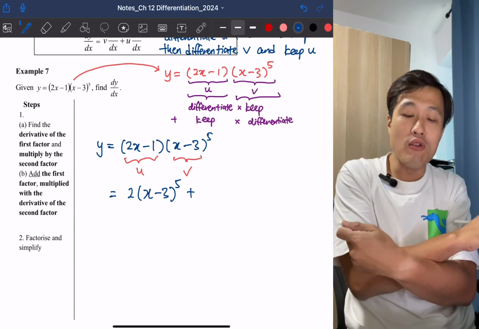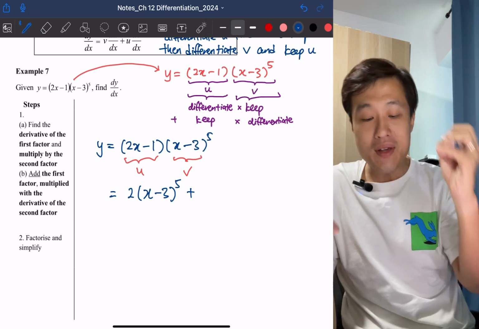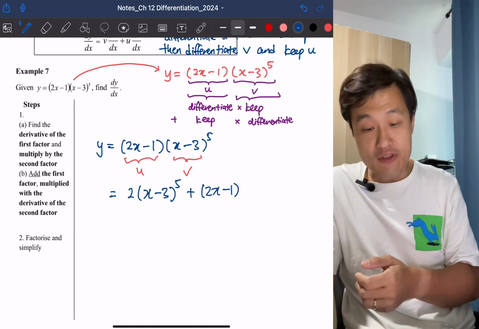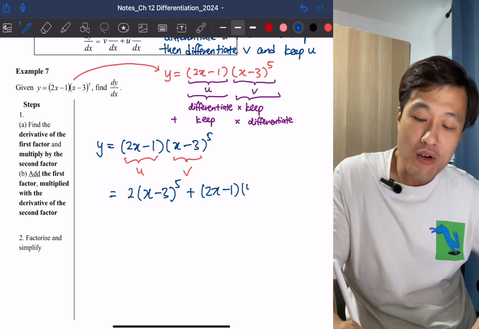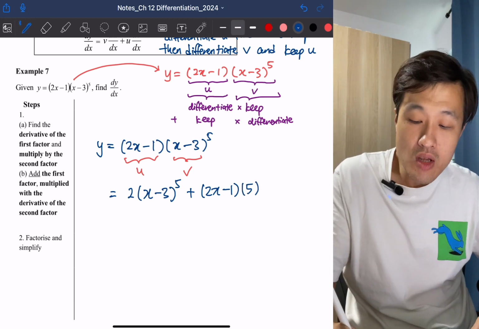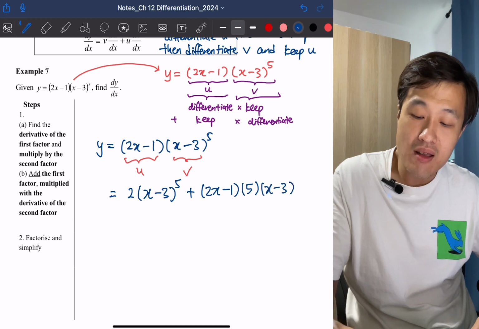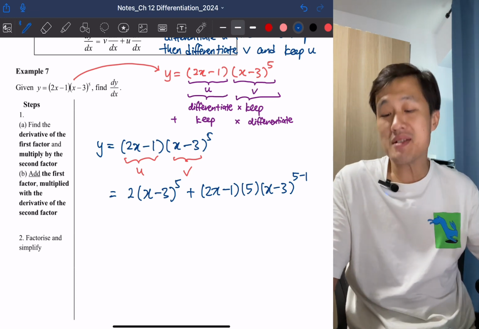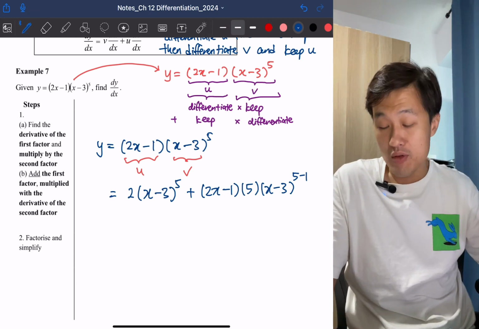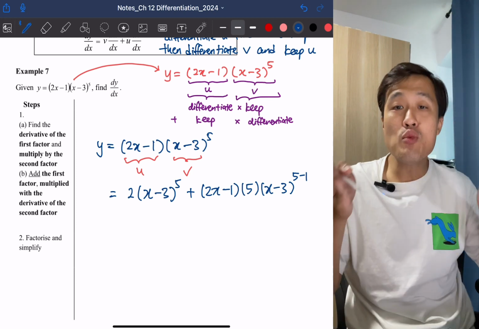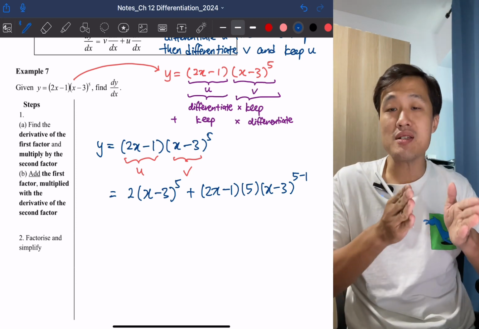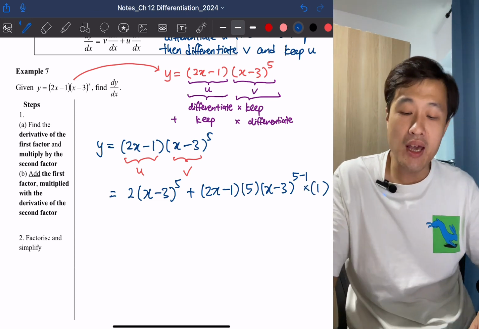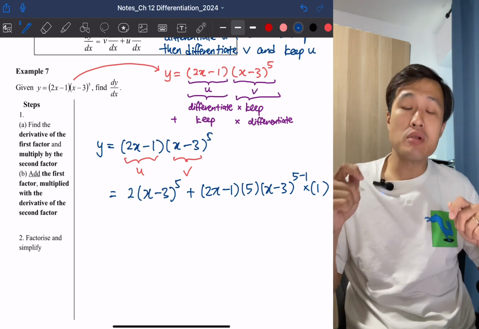Next we swap over, which means now we keep u, which is 2x minus 1, and we differentiate v, which is to bring down the power 5 using the chain rule. Then (x minus 3) to the power of 5 reduced by 1. Of course that gives a power of 4, but we just show that step there. Then we differentiate the inside, which is x minus 3, and that just gives us 1. So that is the first step of the product rule.